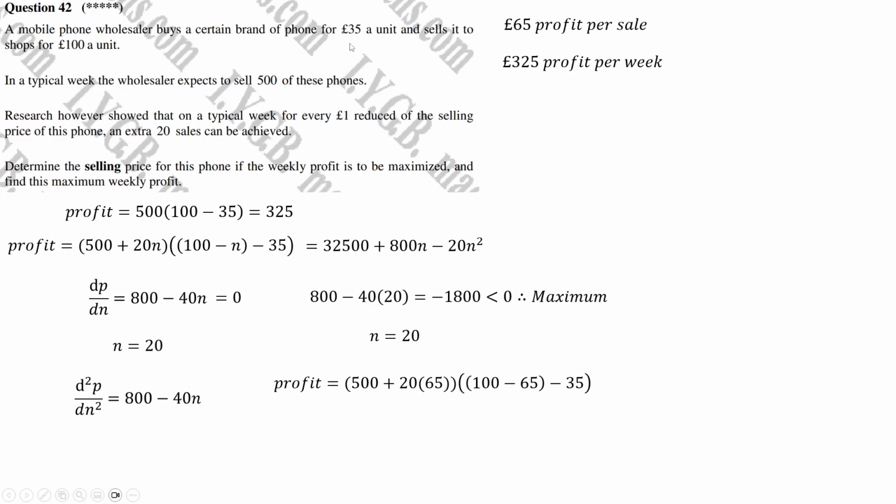So he sells the firm for £35 a unit. 65 profits, £65 profits per sell. I think I actually plugged this in wrong. Apologies for that. That should say 20 here and 20 here, I believe. Yeah, you should get 40,500. I don't know why I plugged in 65 into there. Is there a reason why I've done that?